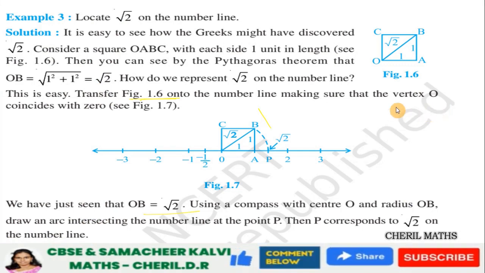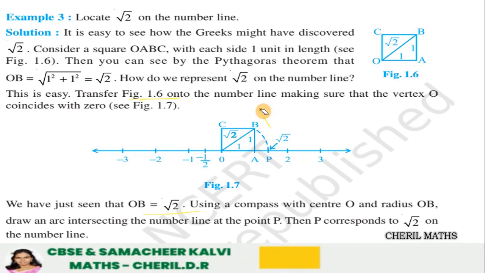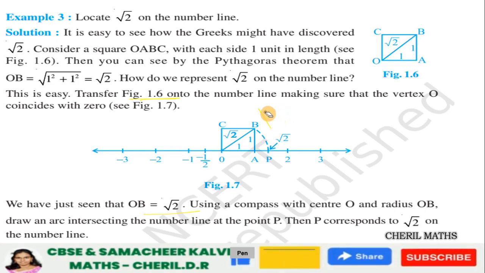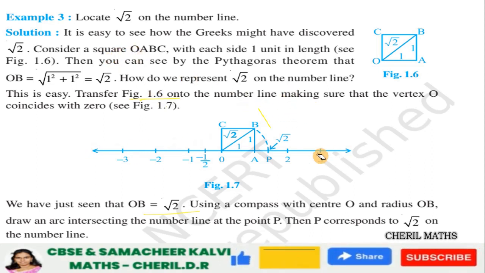Okay, so we've already discussed the previous example. How to locate root 2 on the number line, we were able to discuss in the previous video. For locating root 2, what did we do there? We were able to find this square, and get root 2 from the Pythagoras theorem. All that we did, and then we were able to locate it and draw it on the number line.